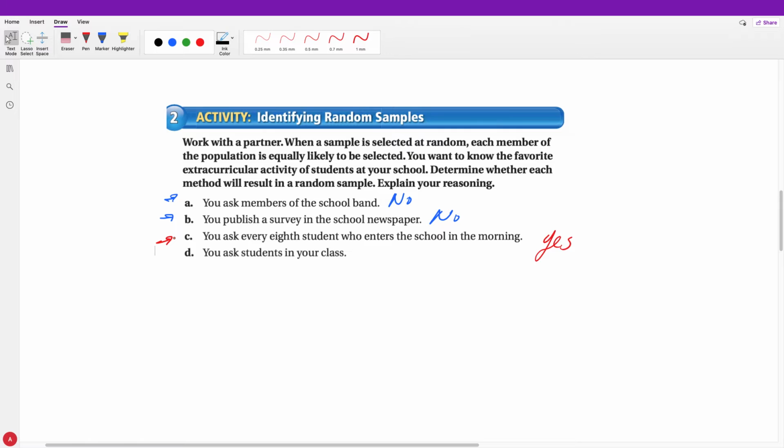Same way when we do our Jeopardy game, I do it randomly, whoever comes in, your group 1, group 2, group 3, it's all at random. I don't know the order that you're coming in, just like this person wouldn't know the order that they're coming in. So it is by random, and every person in school has an equal chance of being selected for that sample. And then D, you ask students in your class, and that one once again will be no, because outside of your class, especially the way our school is run, you had the same class in every single class. So 7A wouldn't have a chance to be part of 7B's sample. Everyone in your population has to have an equal chance of being selected. So the only one here that is random is C.